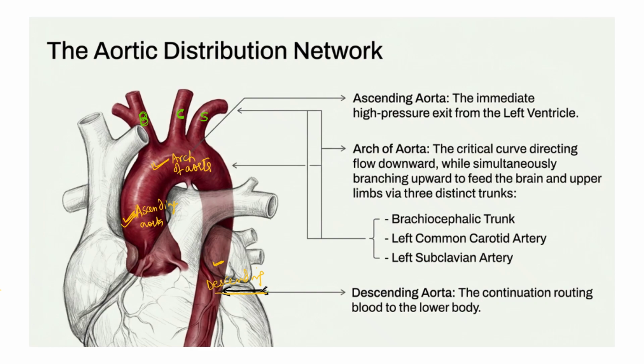Now the arch of aorta gives rise to three main branches. One is the brachiocephalic trunk, second is the left common carotid artery, and third is the left subclavian artery. So it is giving rise to three arteries. So I have focused on this word this way: B, C, S. So this is brachiocephalic, this is the left common carotid artery, and this is the left subclavian artery.